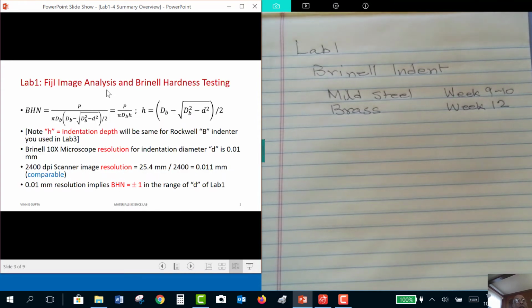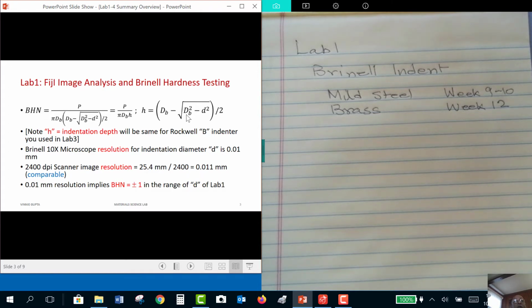So in lab one, what did you learn? Fiji image analysis and then Brinell hardness testing. And what we did was, this was our formula for Brinell hardness number. I hope some of you realize that the bottom part was just the diameter of the indenter times the depth of the indent. And this portion is the depth of the indent.